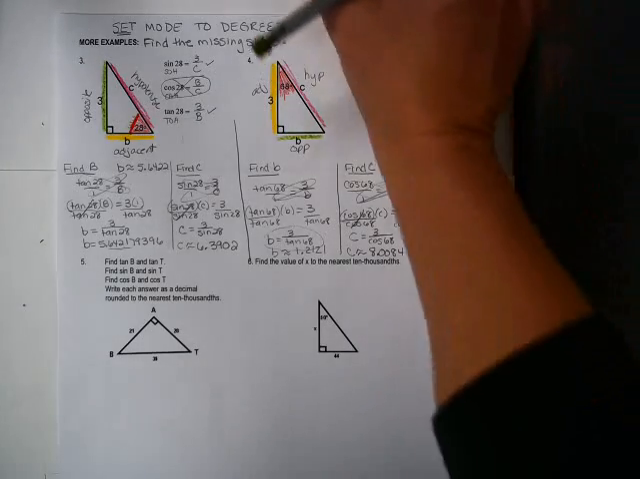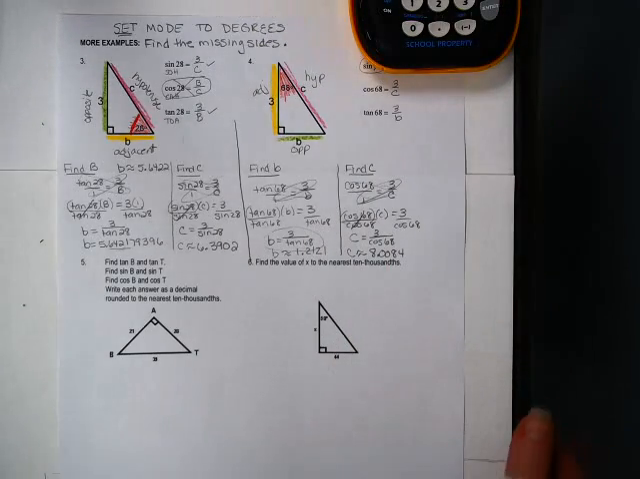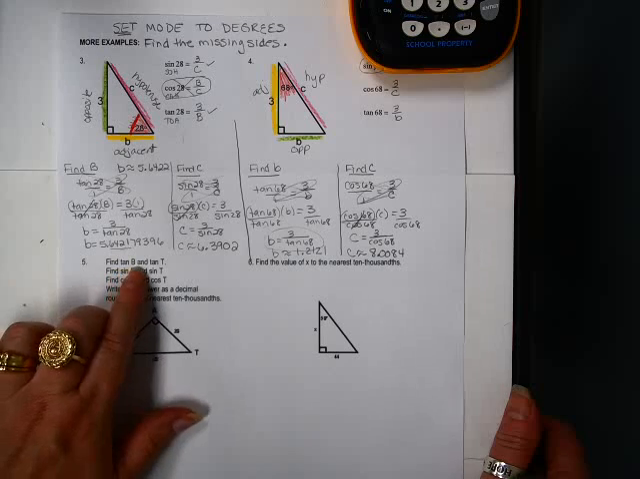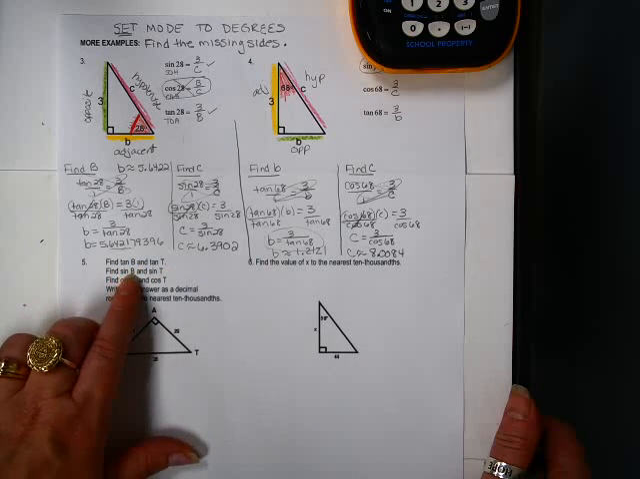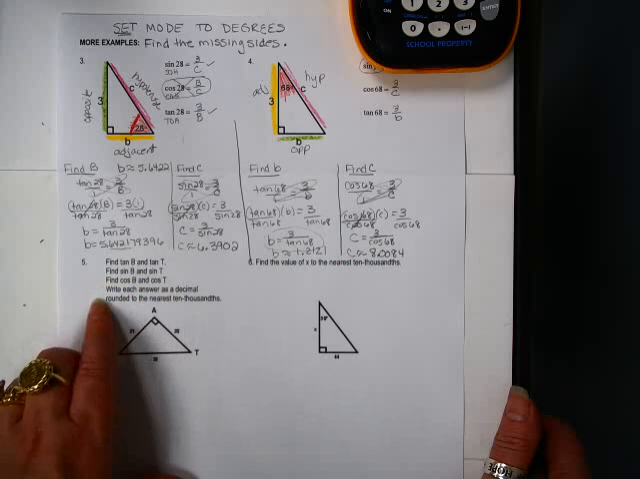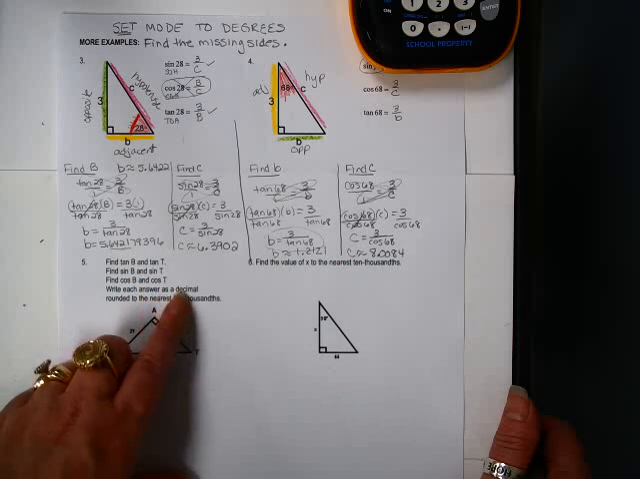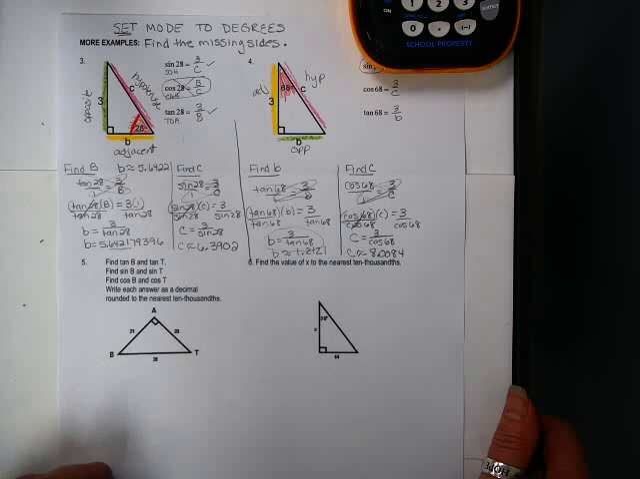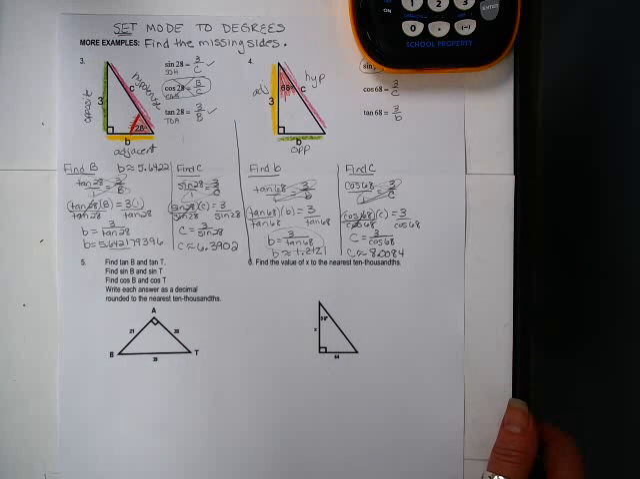Okay, let's move on to the next one. Now the next one says find tangent B, find tangent T, find sine B, find sine T, find cosine B, find cosine T. Write each answer as a decimal rounded to the nearest thousand.